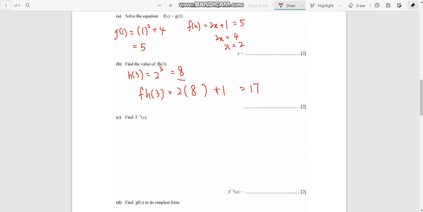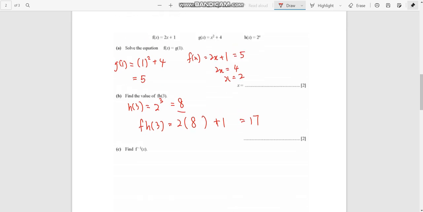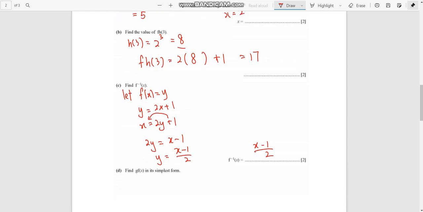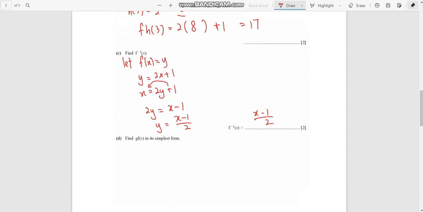Okay, next, inverse function. So the first step of inverse function, let f(x) equal y. Okay, so I get y equals 2x plus 1, and then I swap the x and y. So x equals 2y plus 1. After that, make your y the subject. So I move the 1 first, I get 2y equals x minus 1, y equals x minus 1 divided by 2. So the inverse function is (x minus 1) over 2. Very simple.